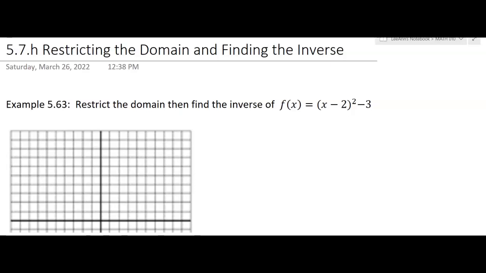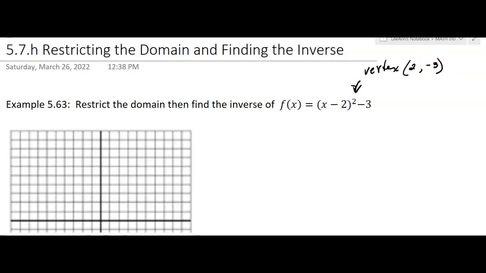Okay, so this problem says restrict the domain, then find the inverse of, and it gives us this function. We know it's a quadratic function, and we know where the vertex is at. The vertex is at (2, -3).